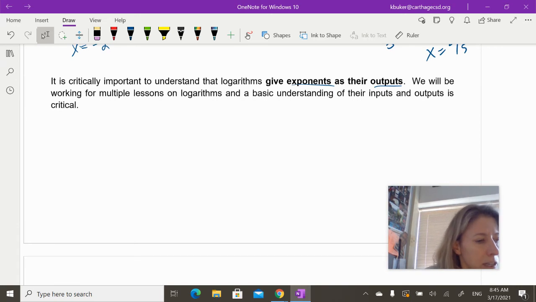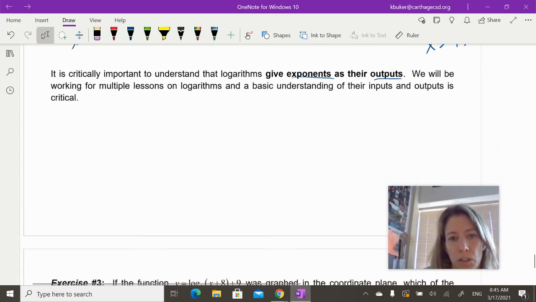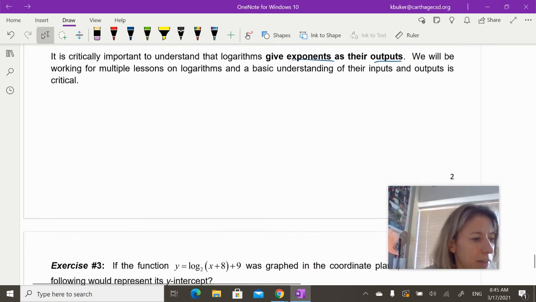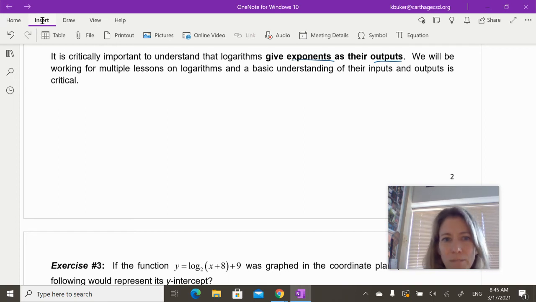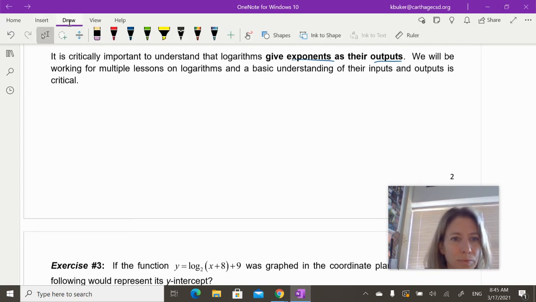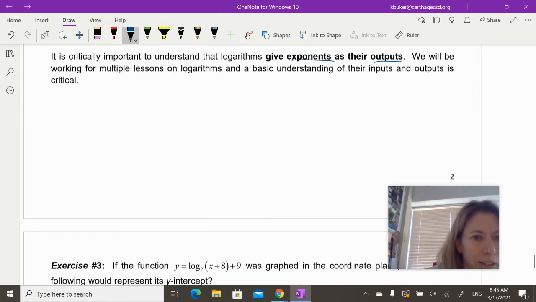And we need to have an understanding of that. So I'm just going to write a little blurb here. Does it let me insert a text box? Okay, I'll just write it. I'll try to do my best to write neatly.